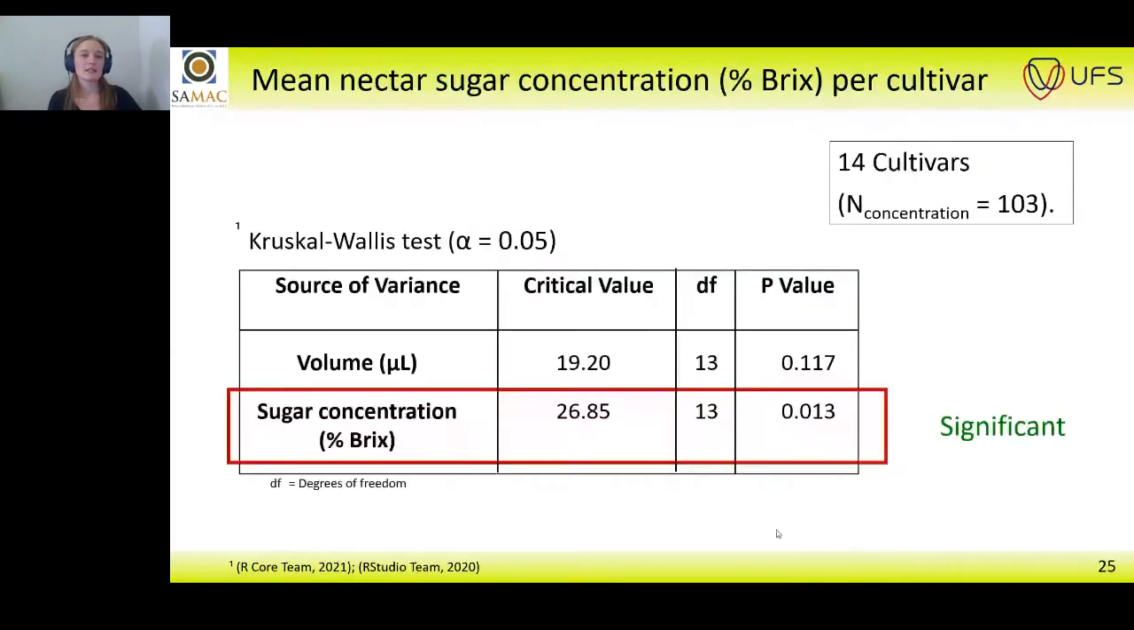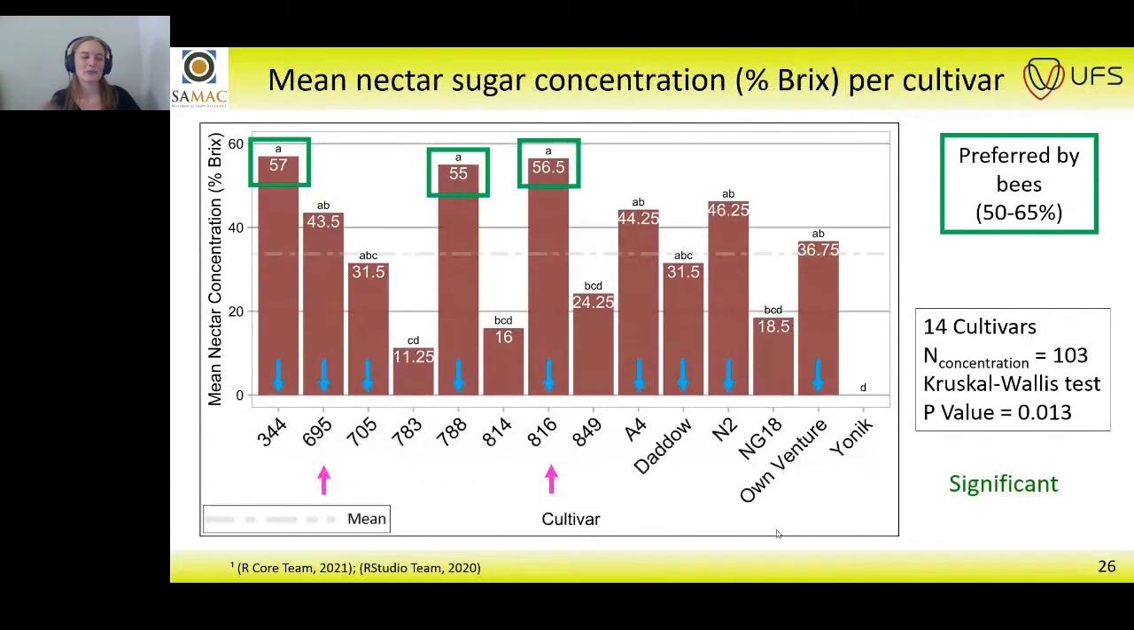When looking at mean nectar sugar concentration, this, however, was a significant parameter. And I again have the arrow groupings, with the blue arrows indicating a group within which there was no significant difference. But when compared to all of the other cultivars, there is. Again, the pink arrow 695 scored above average. But when we look at 816, we see that 816 scored far above average, and it is also one of 3 cultivars that scored a mean nectar sugar concentration that falls within the desired sugar concentration range preferred by bees.